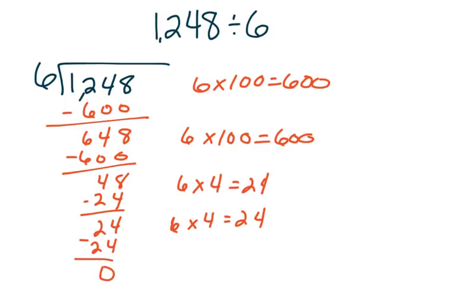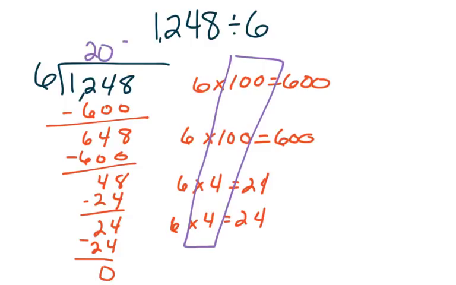My final step is to add up all of my partial quotients. 100 plus 100 is 200, and 4 plus 4 is 8. So I have 208 as my quotient. So even with our really big problems, we can chip away at it piece by piece by piece. Think about facts that you know, and you can get your quotient.